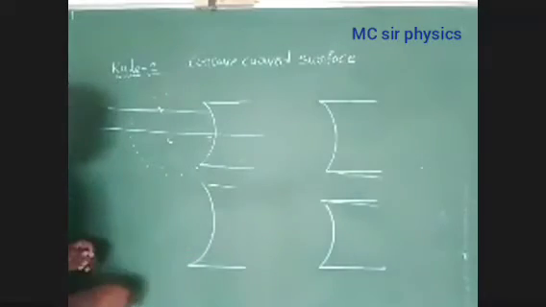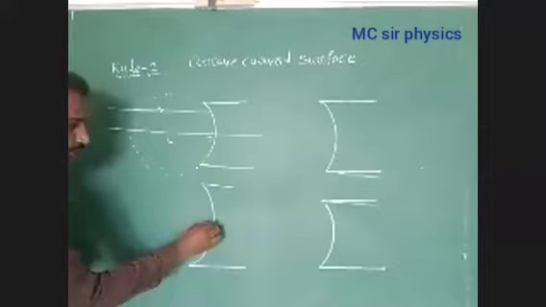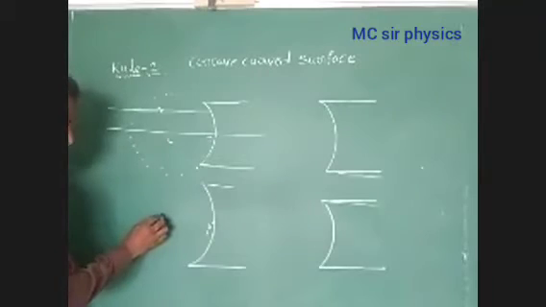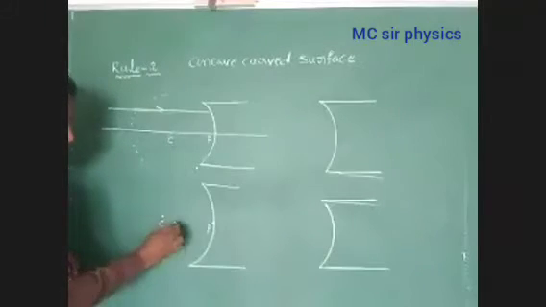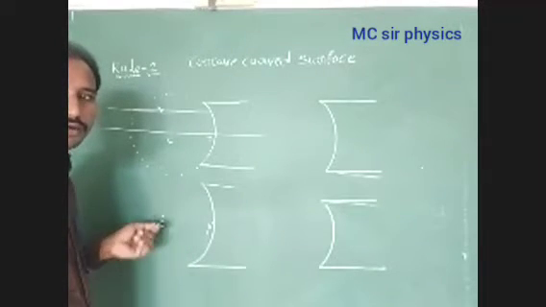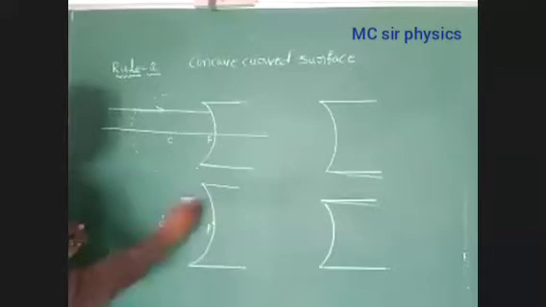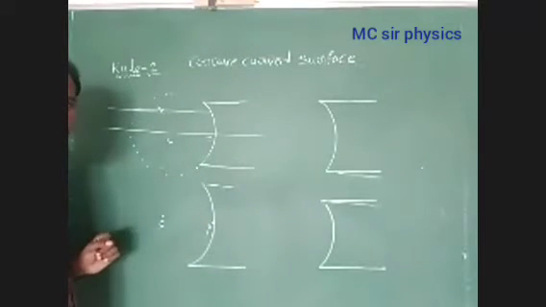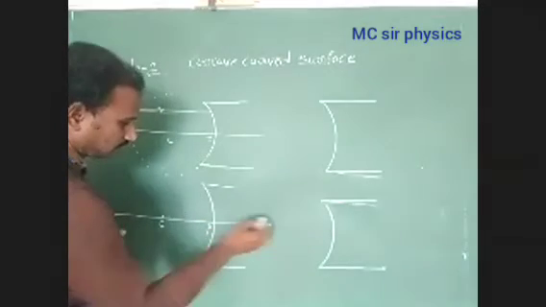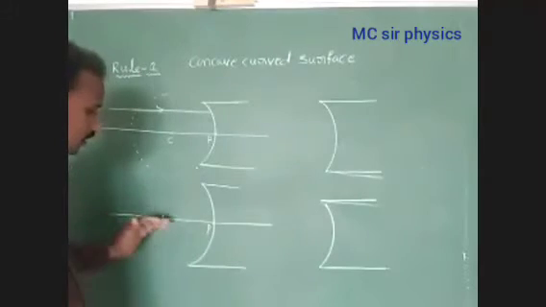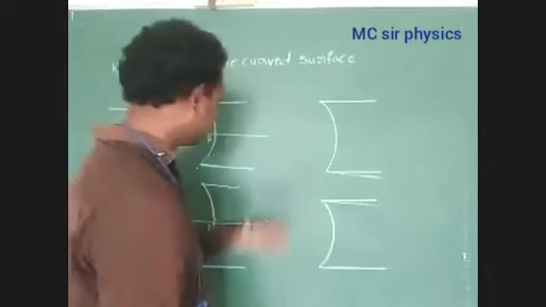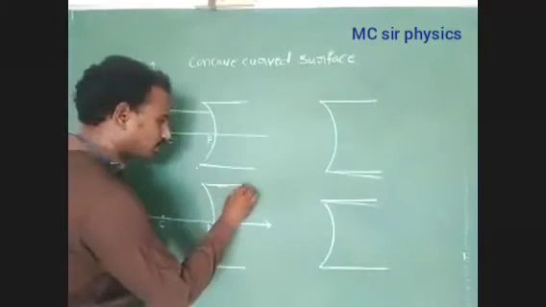For this diagram, we have to represent the center of curvature and pole. The midpoint of this concave curved surface is called the pole. The center of curvature we consider outside. This point is a real point. We have to capture this point on screen. The center of curvature is outside of the concave curved surface. Draw an imaginary line passing through the center of curvature and pole. It is the principal axis.